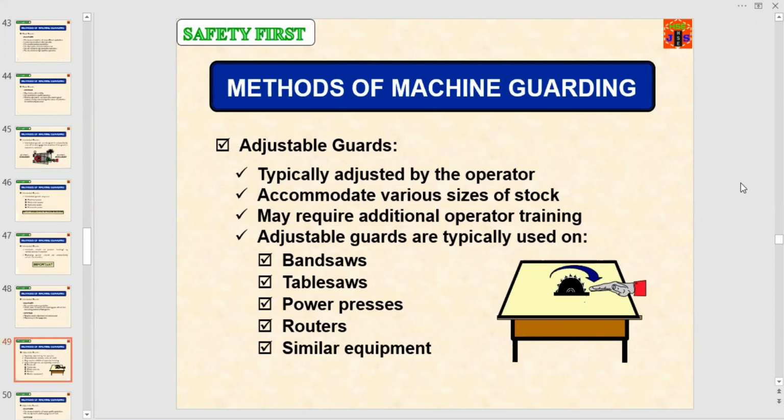Machine guarding. The number three category of guards is adjustable guards, typically adjusted by the operator. They accommodate various sizes of stock and may require additional operator training. And remember, adjustable guards are typically used on band saws, table saws, power presses, routers, and similar equipment.